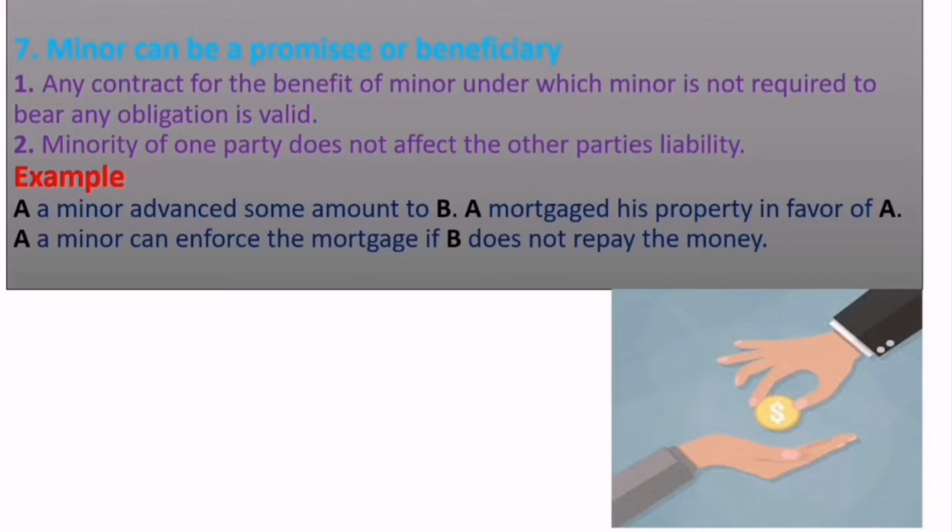Example, students, A, a minor, advanced some amount to B. B mortgaged his property in favor of A. A minor can enforce the mortgage if B does not repay the money. So in this case, when B fails to return the amount to A, who is a minor, A can enforce the mortgage of that property and can refuse to return that property to B until B pays that amount.